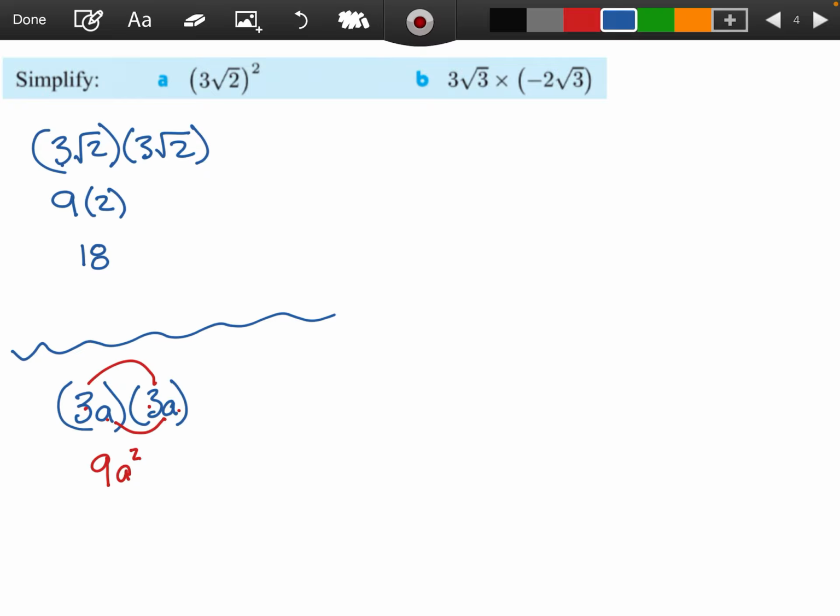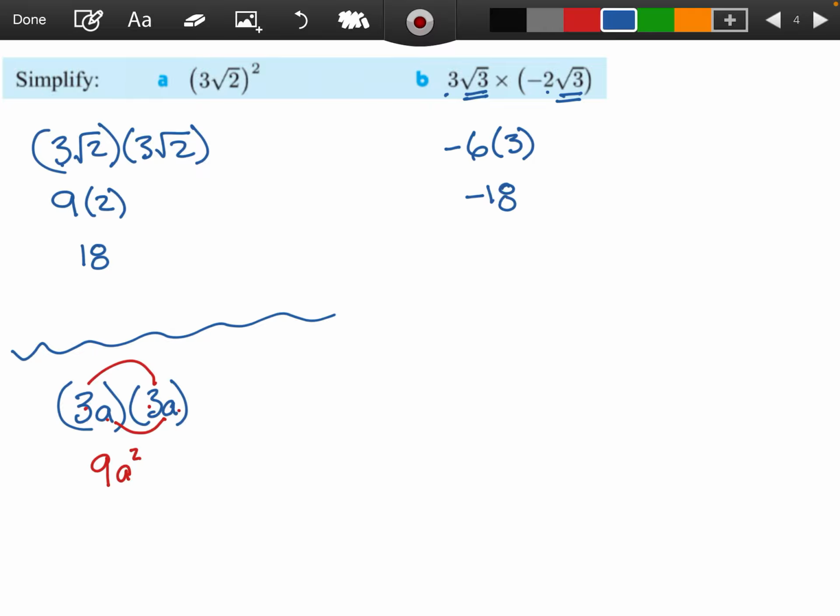Second one here, we have 3 root 3 times negative 2 root 3. So again, coefficients by coefficients. So 3 times negative 2 gives us negative 6. And then roots by roots. So the root 3 times the root 3 gives us just 3. And then negative 6 times 3 gives us negative 18.